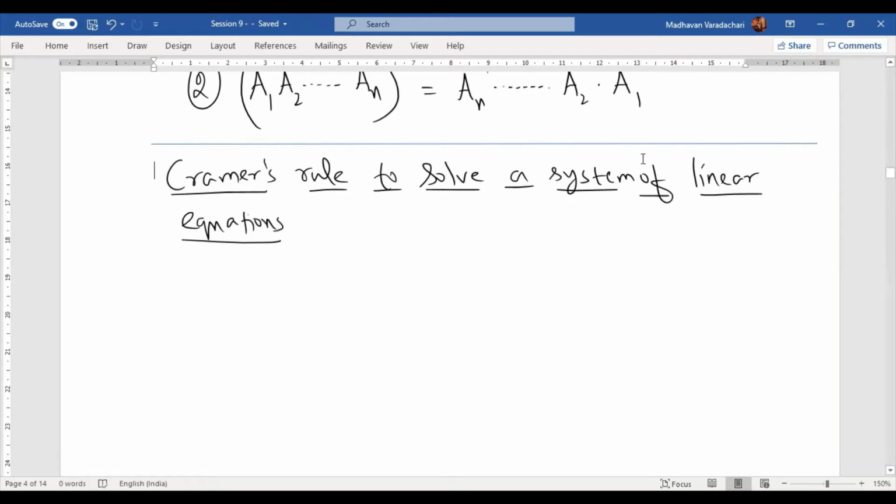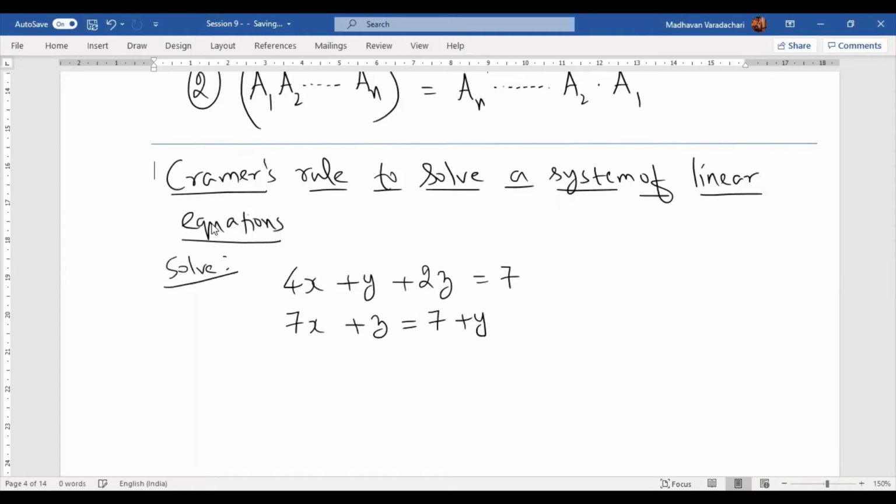Understand this Cramer's rule through an example. Solve for x: x plus y plus 2z is equal to 7, 7x plus z is equal to 7 plus y, then 4y plus z is equal to 8 minus 3x. We are supposed to solve this using Cramer's rule.